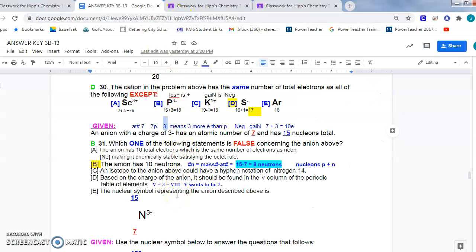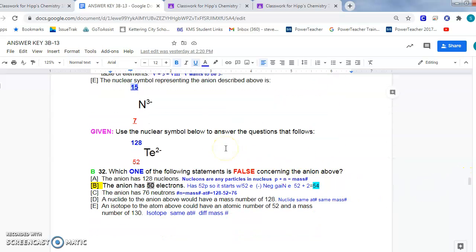The nuclear symbol for the anion being shown above would be this one right here. Well, it's 3 minus charge. The charge goes there. Atomic number of 7. We knew it was nitrogen. Atomic number goes in the lower left. The mass number goes in the upper right. Mass number gives you nucleons. That is the correct symbol.